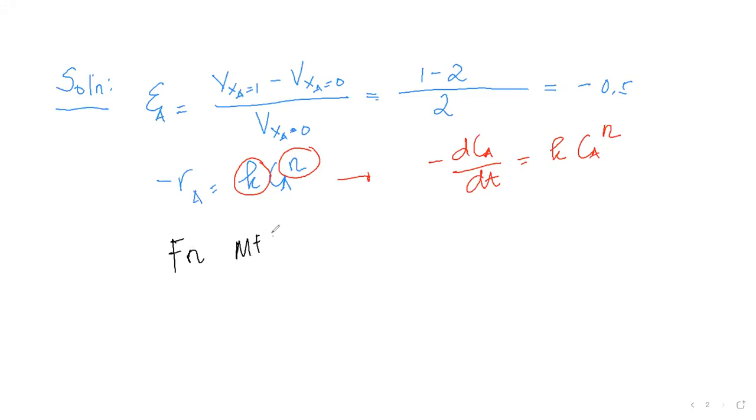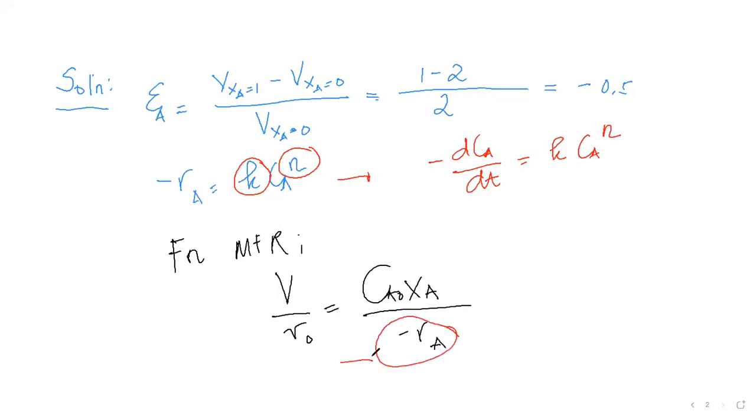For an MFR, your performance equation is volume over volumetric flow rate is equal to the amount converted or reacted all over the rate. Isn't it that in this particular expression, I have this, and this one is this? So you need to find this from here, from your performance equation, right? But this one has this particular XA here. You see this XA here?